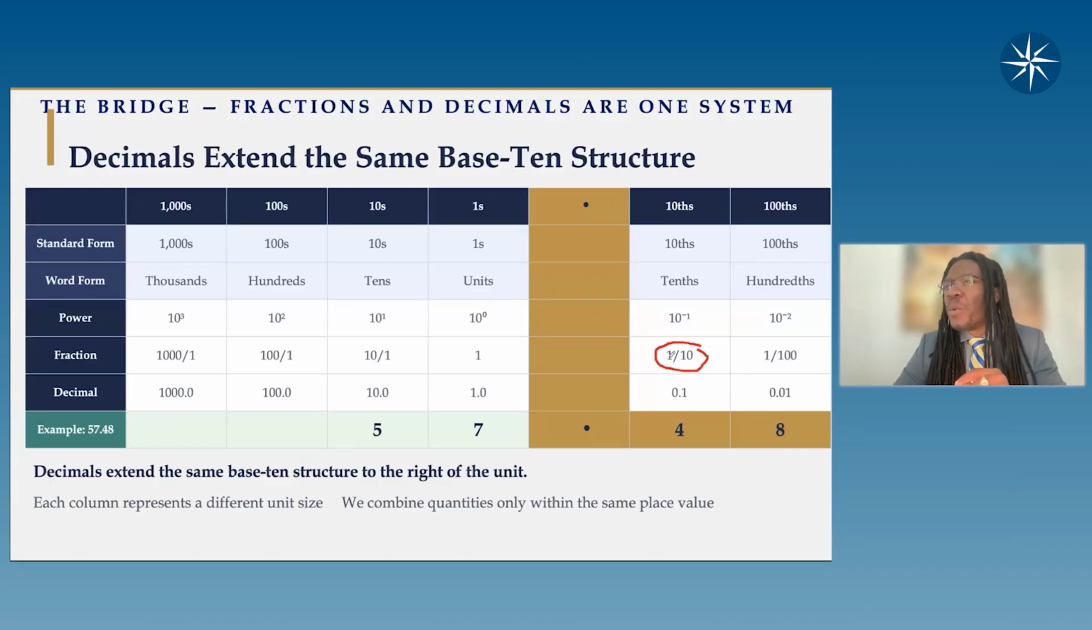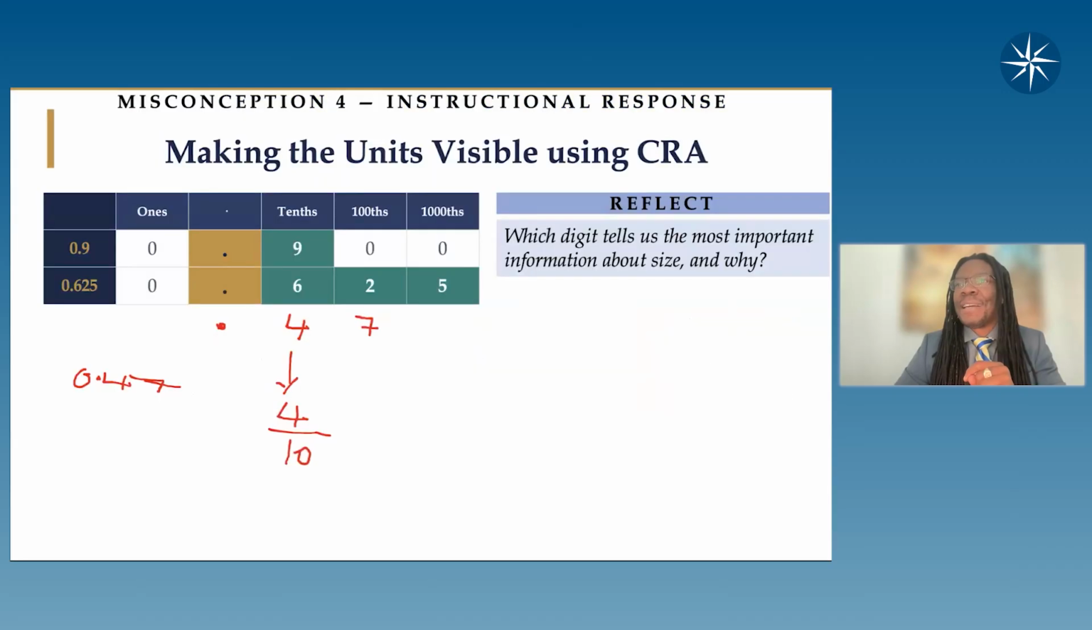We just replace the 1 with the digit that is here. So this would be 4/10. And this is actually 7/100. See it? So they're connecting decimals directly to fractions. They cannot do that when they shade.